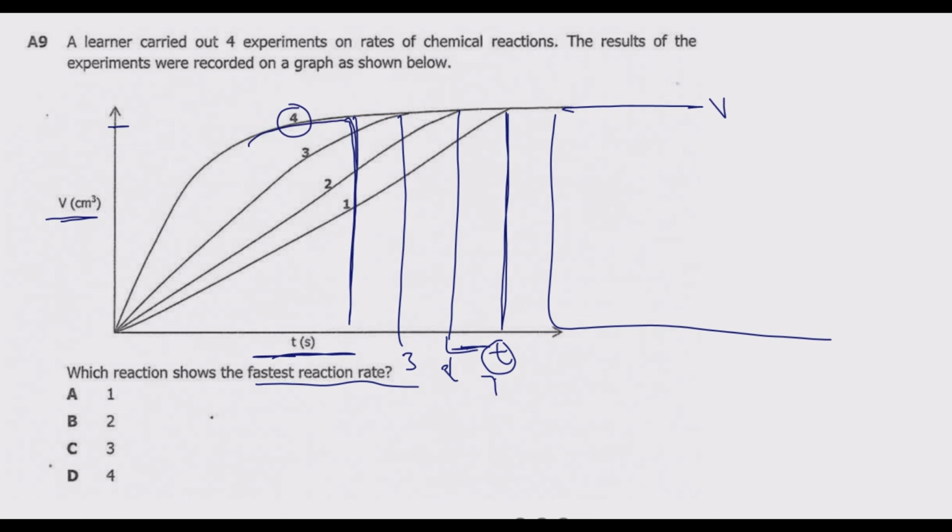So it was the fastest reaction. And in terms of slope, you will even notice that it has the highest slope compared to the others. So basically 4 is the fastest reaction rate. So D is the best answer.